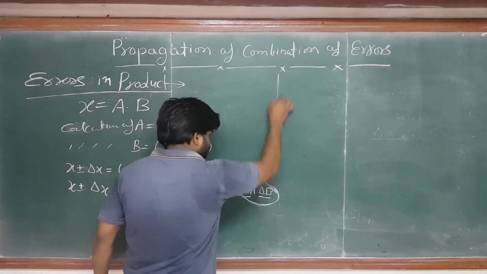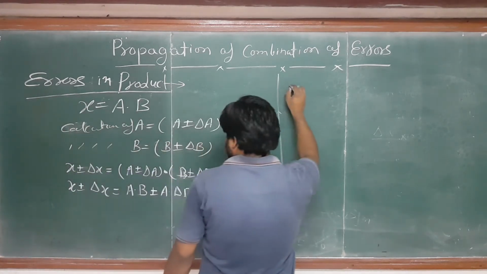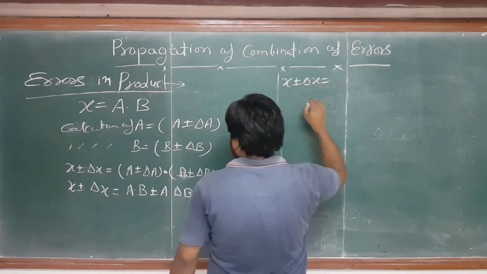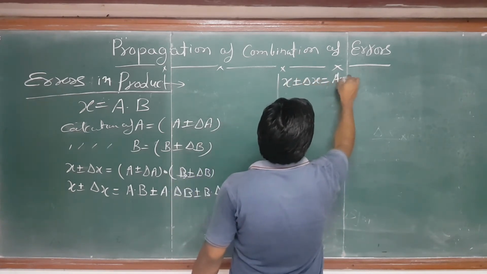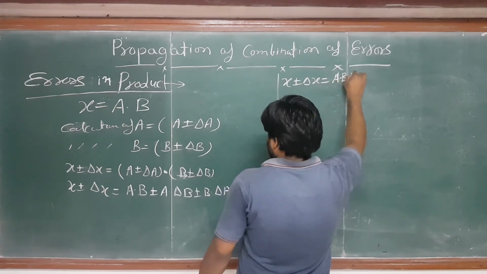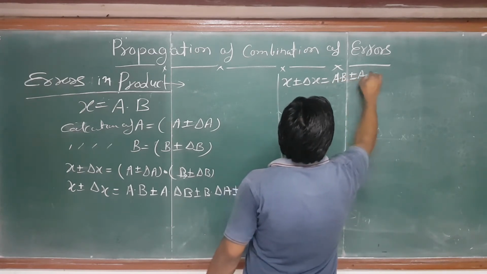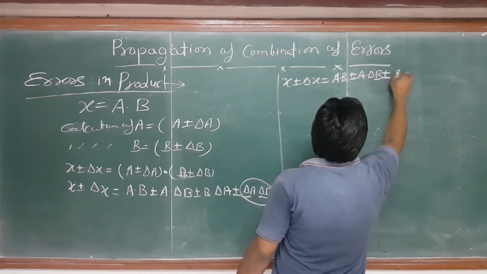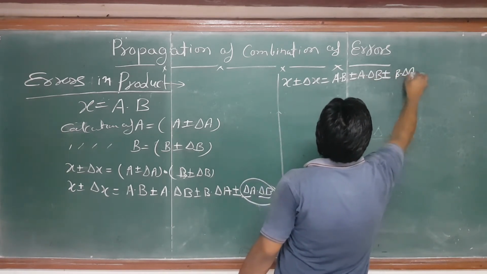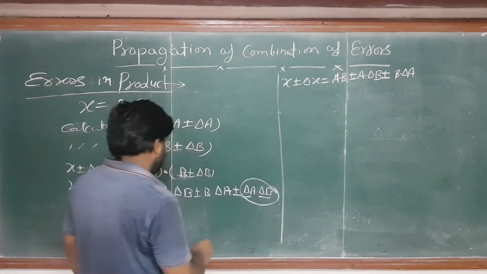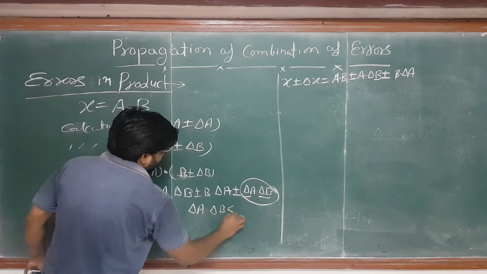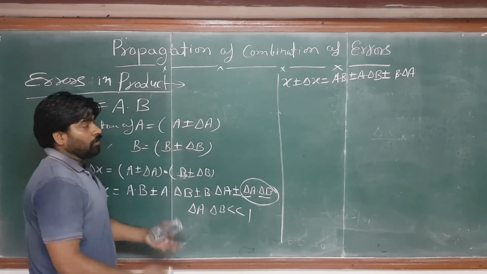So I am going to write here. Now see this. x ± del x is equal to a dot b ± a dot del b ± b dot del a. And I ignored del a dot del b because del a dot del b is very much less than 1, that's why I am ignoring.